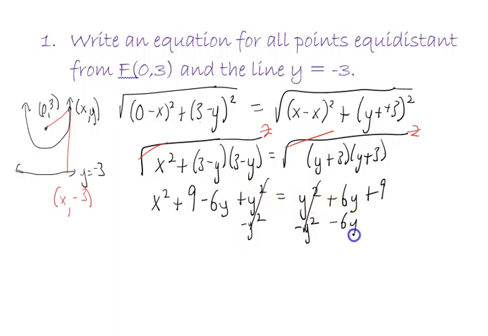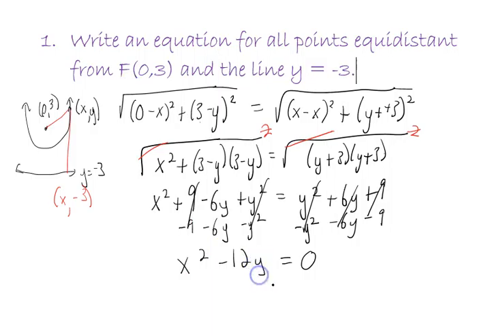I'm going to subtract 6y, so I'm going to have to combine those. And I'm going to subtract 9, and those will go away because you have positive and negative. So on this side, everything goes away to 0. And over here, I have x squared minus 12y.